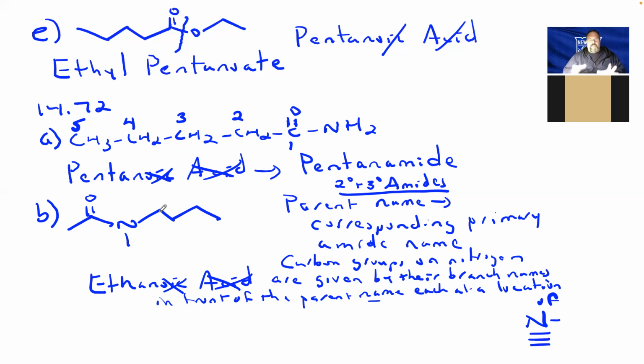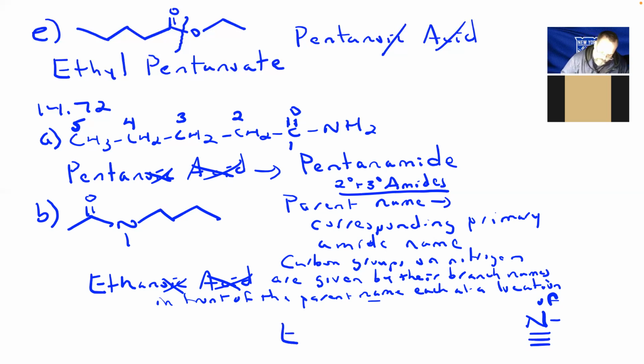And just like with branches in general, every branch has to have a location, even if it's the same branch on the same carbon or the same branch on the same nitrogen. Now here, the branches on the nitrogen are different. In the next example, we'll see the nitrogen, the branches are the same.